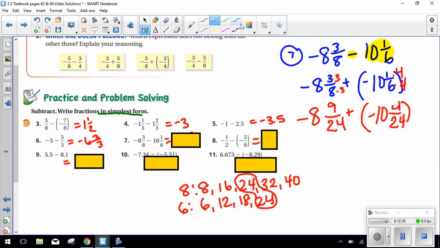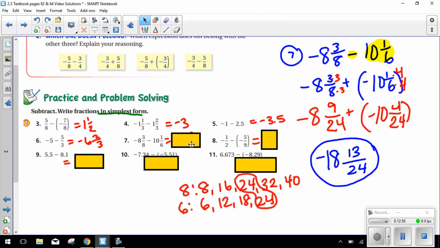So everything is negative, so negative 9 plus negative 4 is negative 13 over 24. And then I'm going to take the whole numbers in the front and take negative 10 and add negative 8 to get a final answer of negative 18 and 13 over 24. Okay, let's move on to number 8.